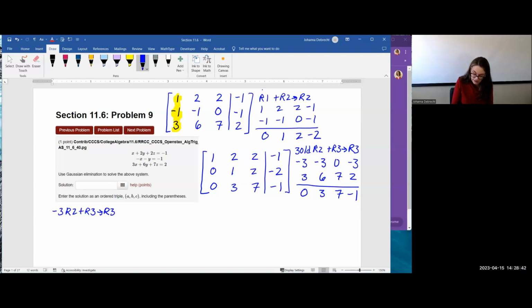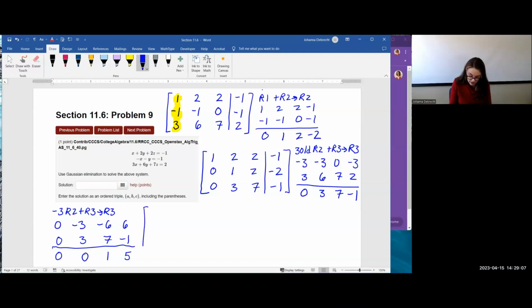So I'm going to have 0, -3, -6, 6, plus 0, 3, 7, -1. Hopefully I haven't made any mistakes so far. It's very easy to make careless mistakes. Work slowly and carefully. So this gives me 0, 0, 1, 5.